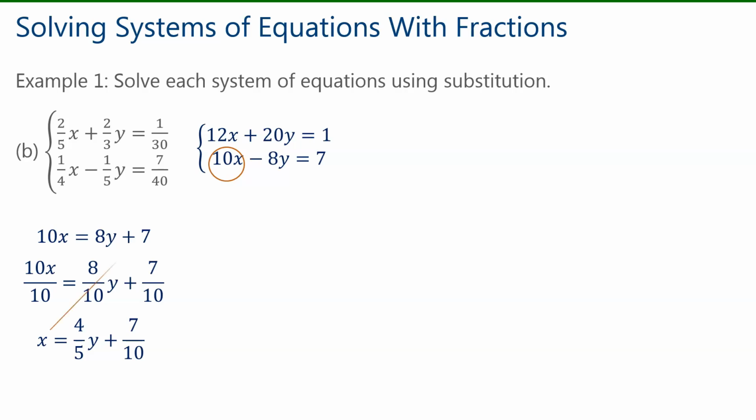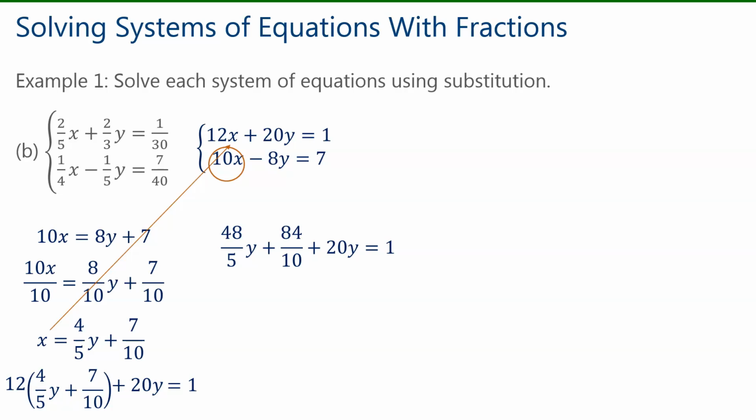So now I'm going to put that in for this x in the first equation. So now I have 12 times 4 over 5y plus 7 over 10, and then the rest of the equation, plus 20y equals 1. And when I do the distributive property, I only need to multiply the 12 by the numerator of each fraction. So when you multiply 12 by 4, that would give you 48 over 5y, plus 12 times 7 is 84 over 10, plus 20y equals 1.